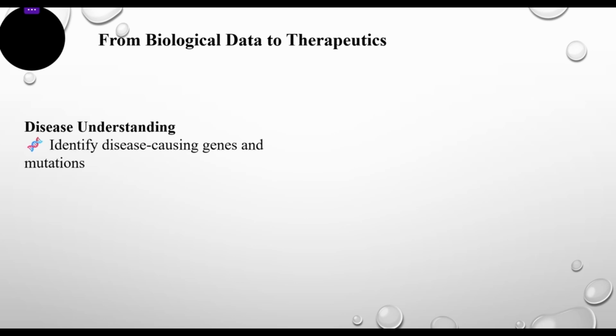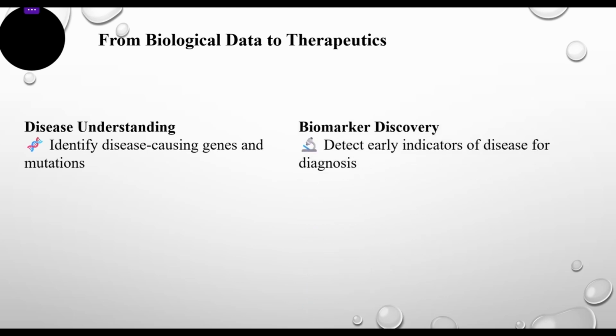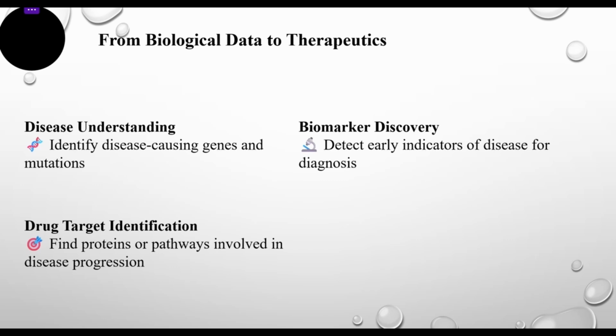Suppose genome analysis identifies a disease-associated mutation that helps us understand the disease mechanism. Next, we can identify biomarkers for early diagnosis. If we discover a protein or pathway involved in disease, it may become a drug target. Pharmaceutical companies can then develop therapies against that target. Today, personalized medicine is also possible because of genomics. Instead of giving every patient the same treatment, therapy can be tailored according to an individual's genetic profile.